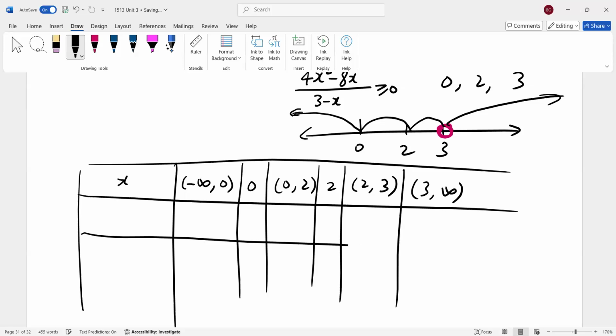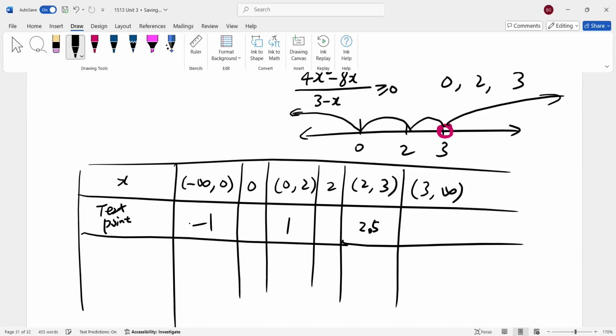Okay, so looks good. Testing points. From negative infinity to 0, let's try negative 1 or negative 10. Really depends on your preference. We can try negative 1. 0 to 2, positive 1. 2 to 3, unfortunately, we have no choice. We have to do a decimal.